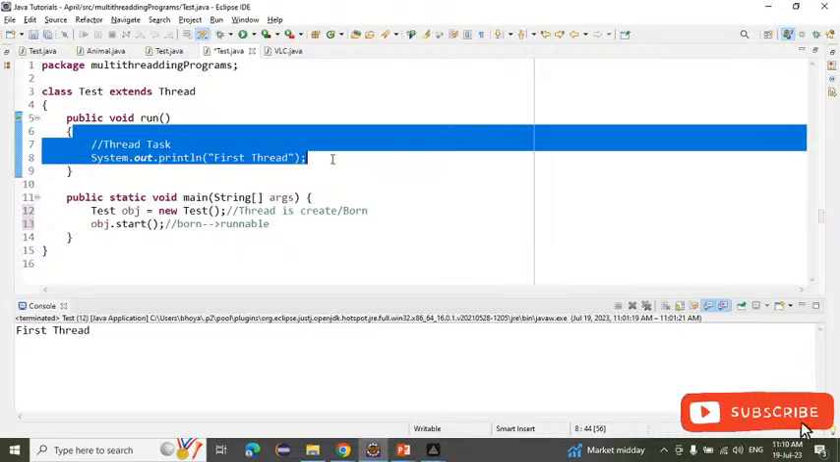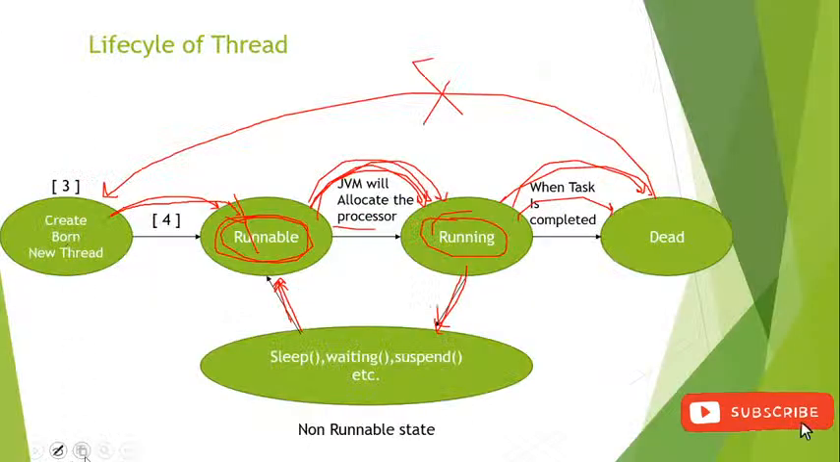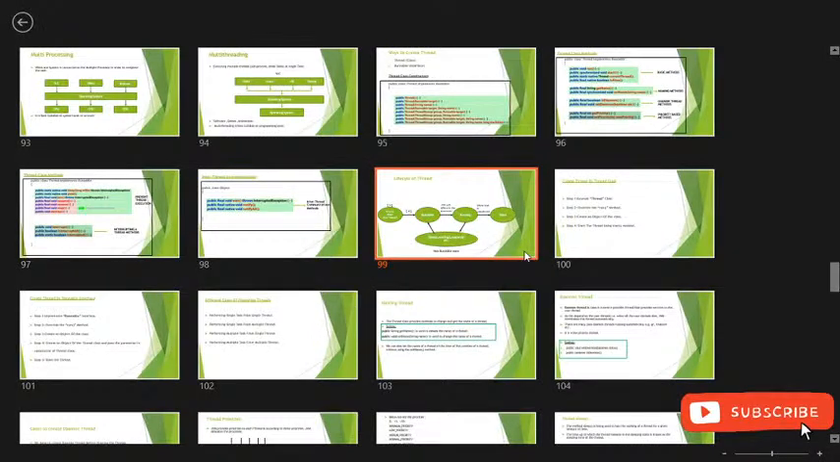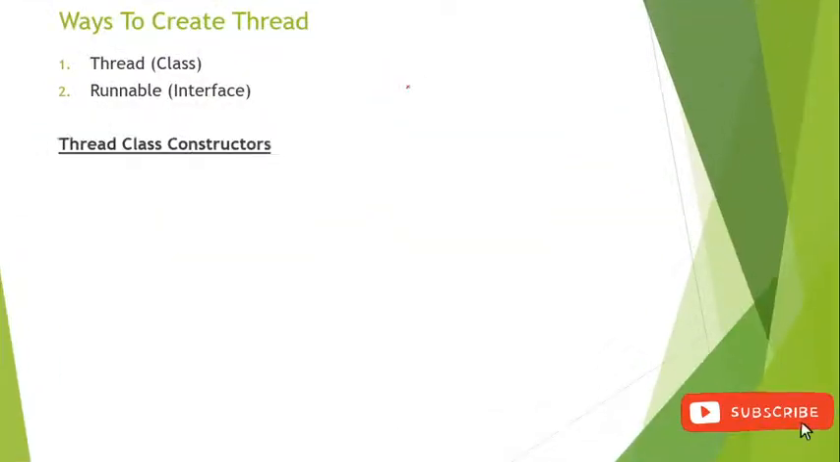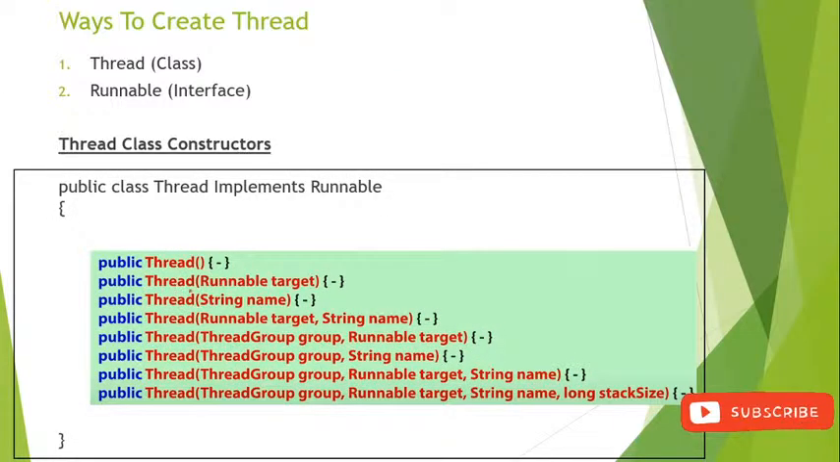Now we will see how to create a thread using the runnable interface. Here we will see the steps to create a thread using the runnable interface. First we will see what constructors and methods are present inside the thread class. There are many constructors present, like Thread(Runnable target), Thread(String name). Thread is a predefined class already created by the Java people.